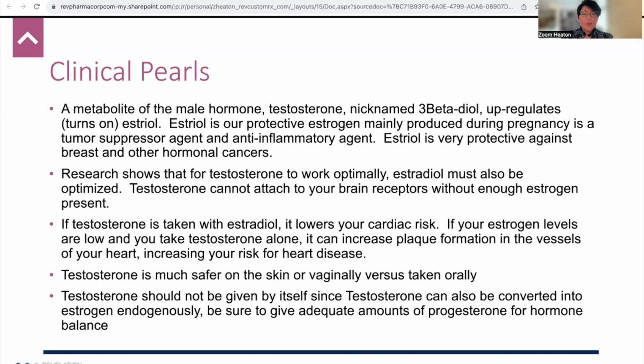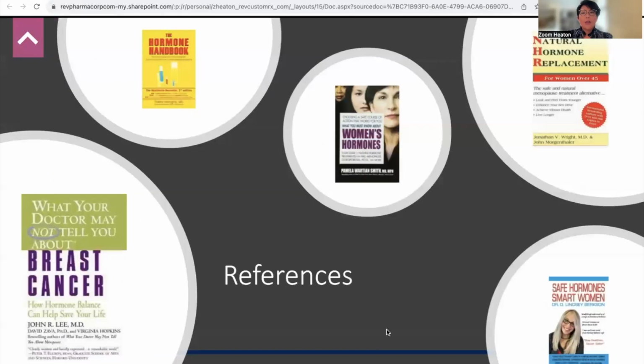And testosterone is much safer on the skin or vaginally versus taken orally because it is very hard on the liver. Testosterone should not be given by itself since it can be converted into estrogen endogenously, and be sure to give adequate amounts of progesterone for hormone balance. And again, all of these hormones have to be intricately balanced for them to work effectively and give you the benefits that you need.